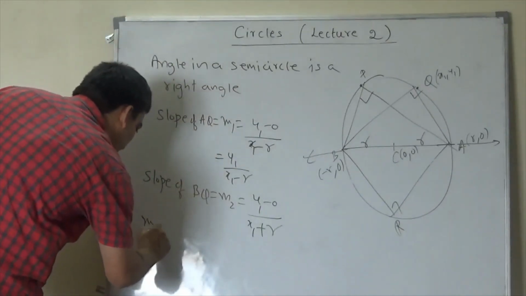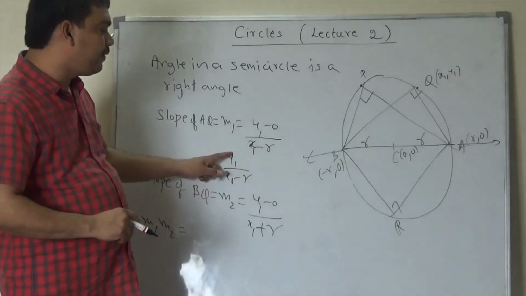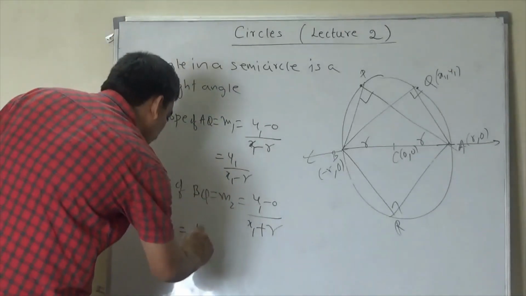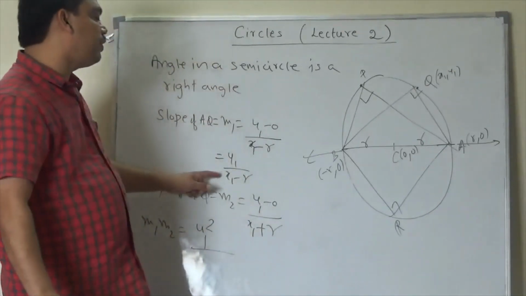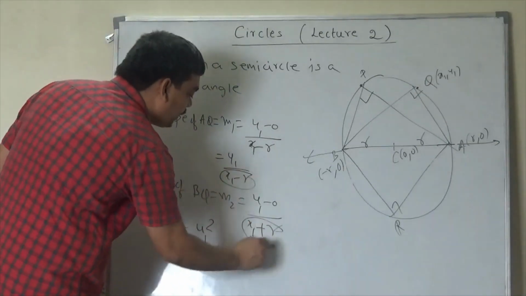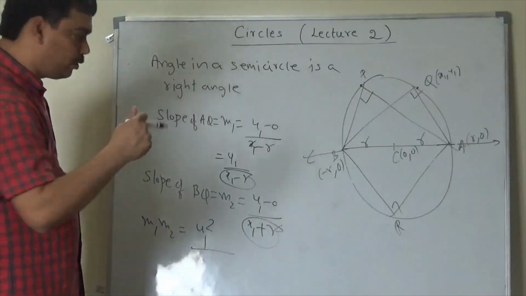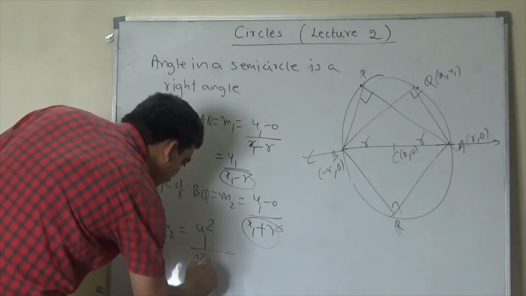If you multiply both the results, m1 times m2 will be equal to, the product of their numerators is y1 into y1, which is y1 square, and the product of the denominators is x1 minus r into x1 plus r. When you multiply this, the product is in the form of a minus b into a plus b, which is a square minus b square. So we write x1 square minus r square.